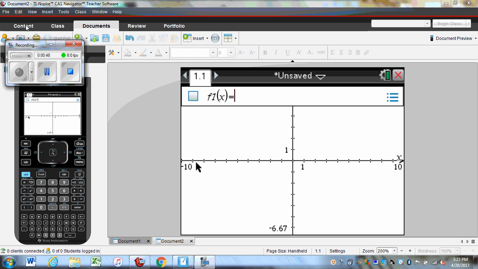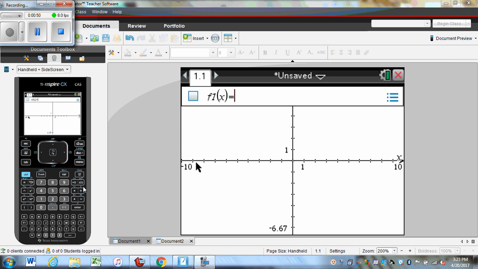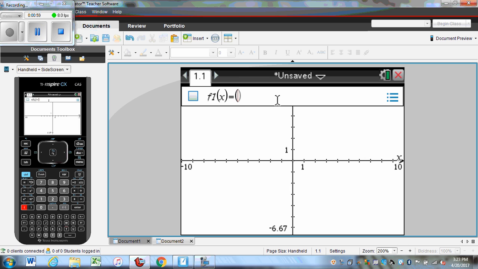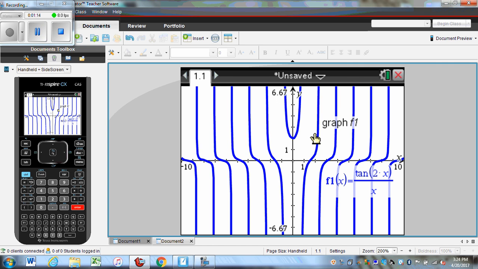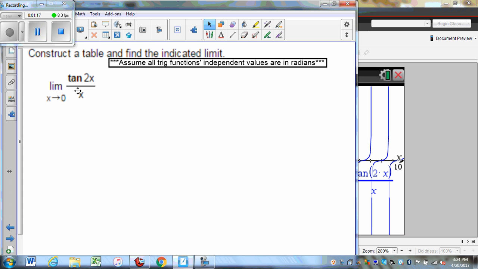Now here, let me get this out of the way. Here what we're going to type in is our tangent function. So we're taking the tangent of 2x, up here, my bad. So we're taking the tangent of 2x and we're dividing that by x. And when we graph this, we'll get something that looks like this. Okay? So when you're looking at this function, now go back, let's look. We're taking the limit as x approaches 0. So the limit of this function as x approaches 0.